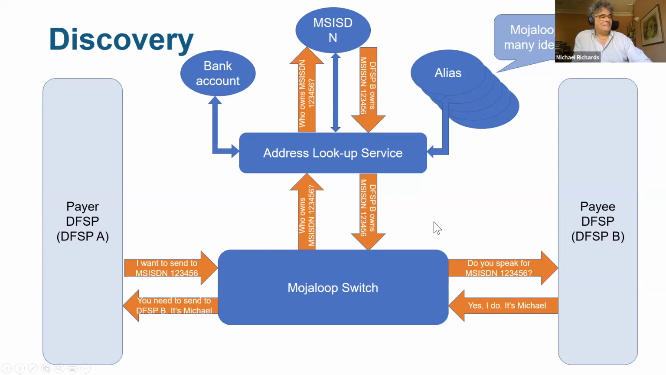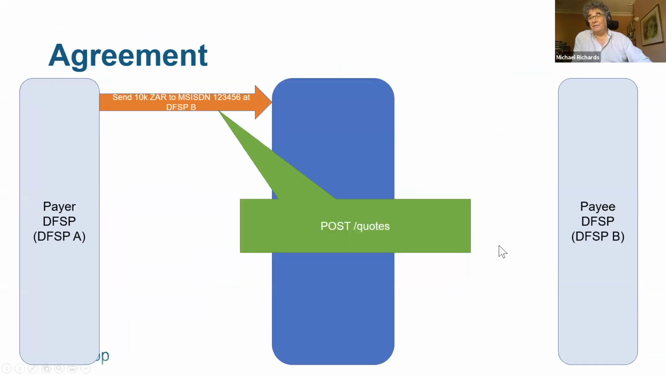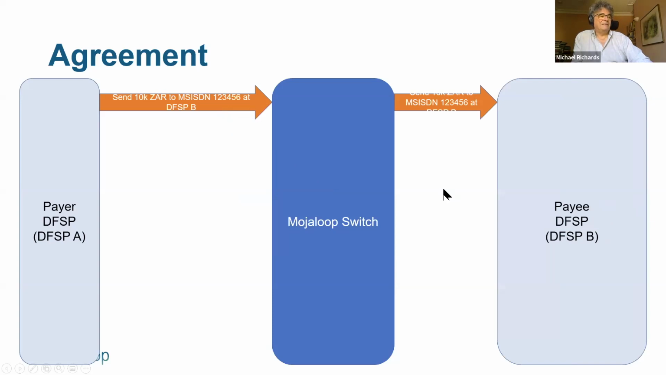Okay, so that is the end of the lookups. The lookup phase, the discovery phase, I'm calling it. So now the payer sends details about exactly what is required on the payment. And they use the quotes endpoint and a post to send. There's content obviously in this message that says how much, who they're sending it to, those sorts of things. That's then passed straight on to the payee DFSP.